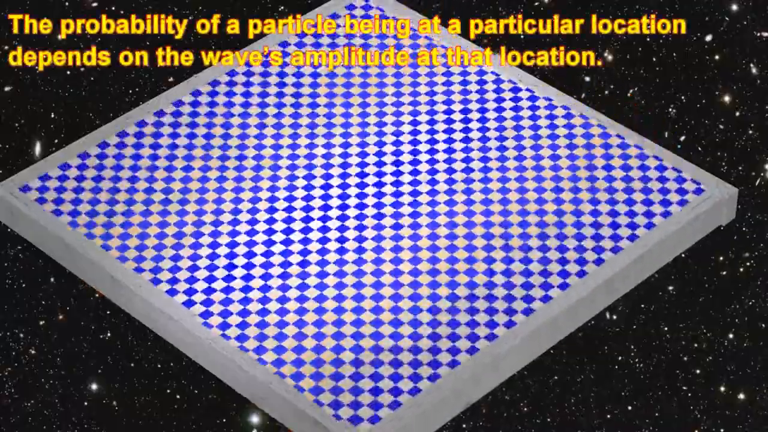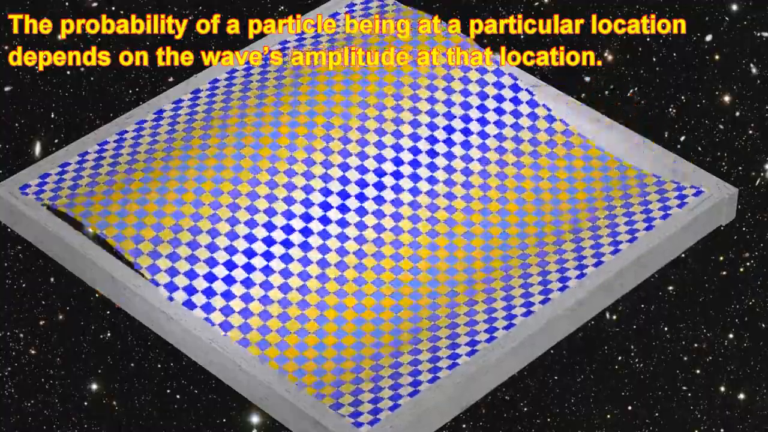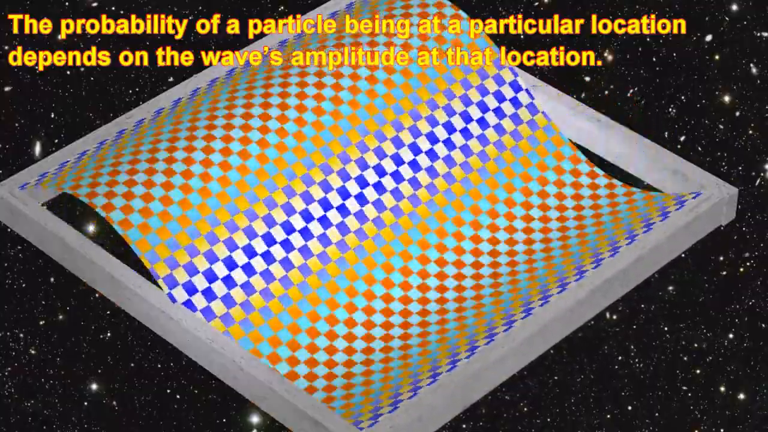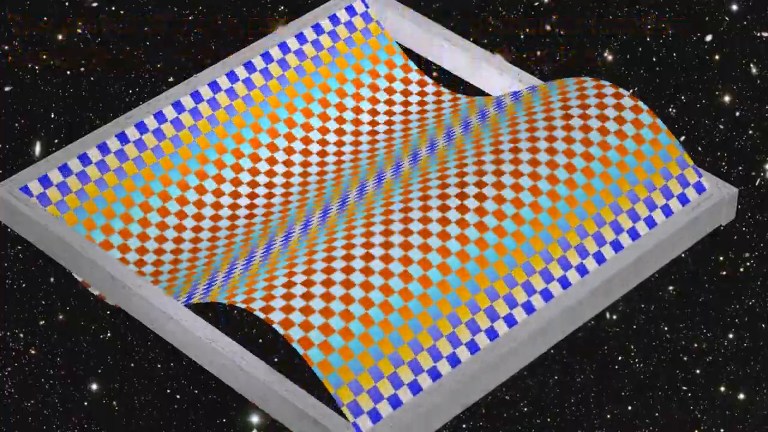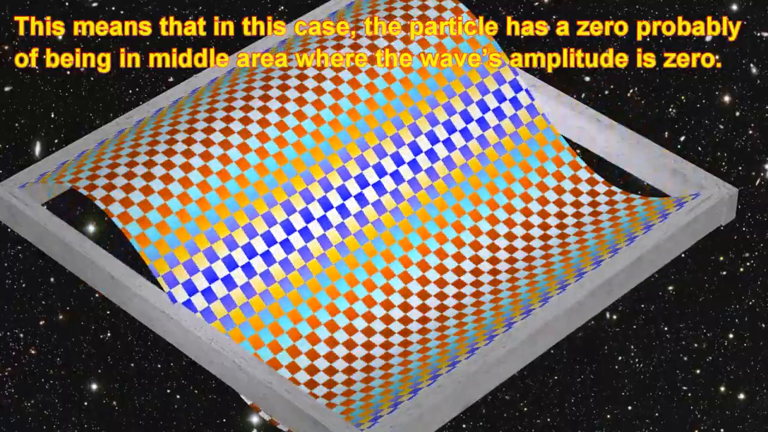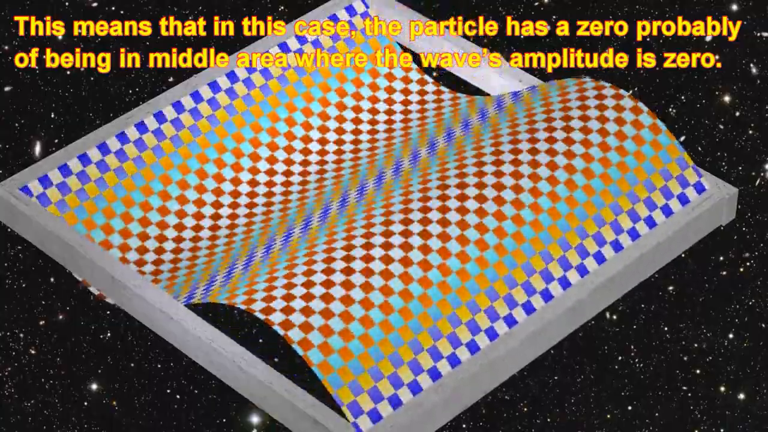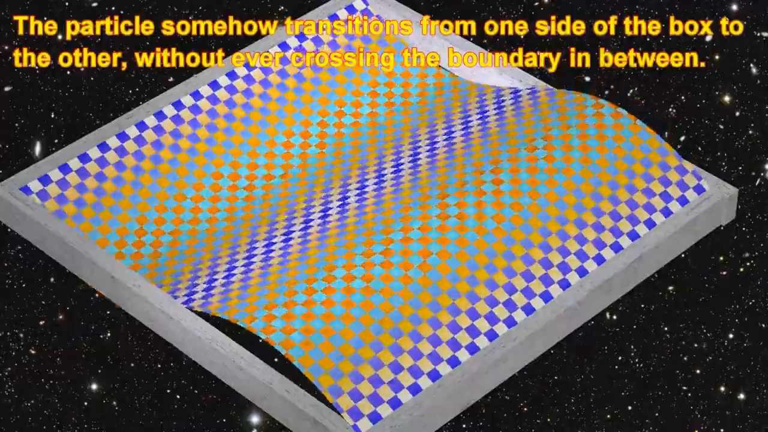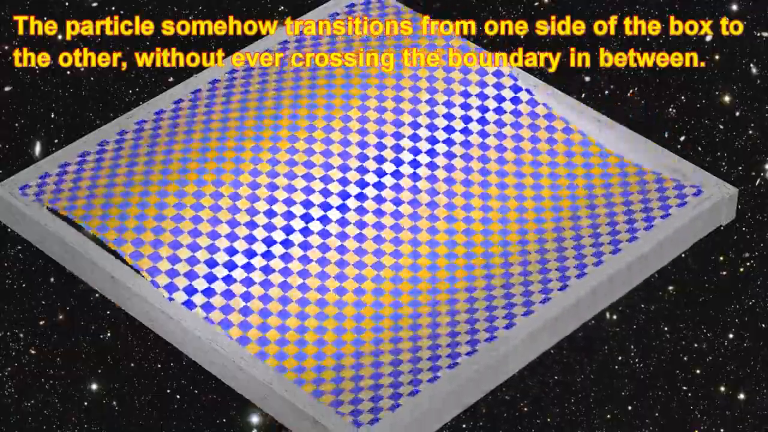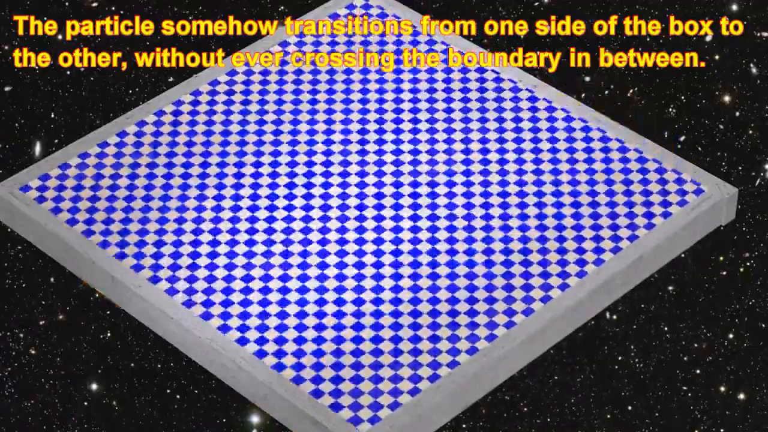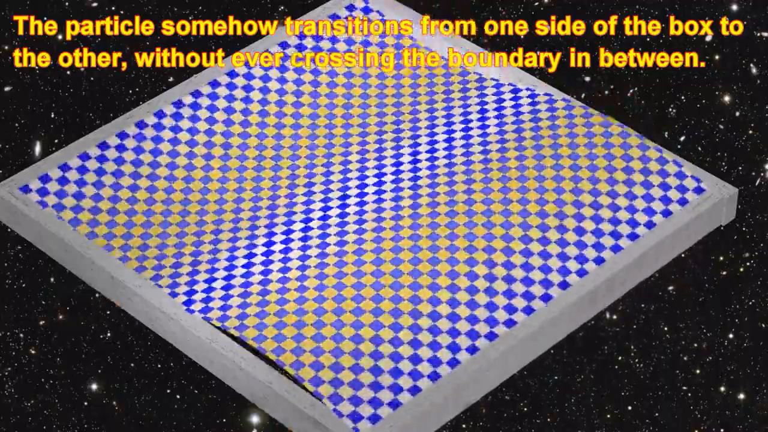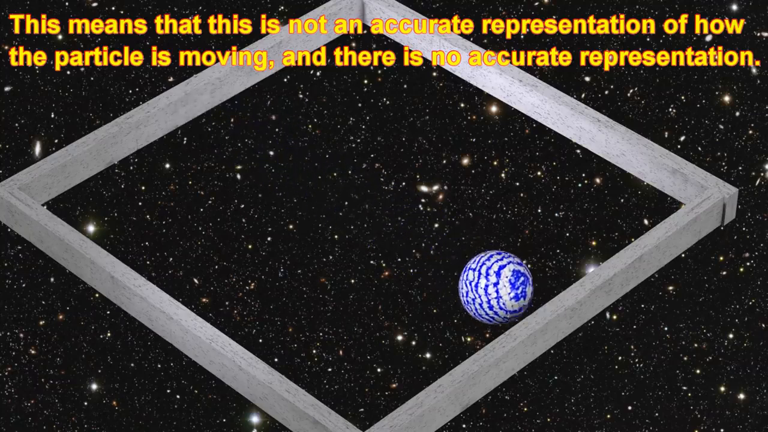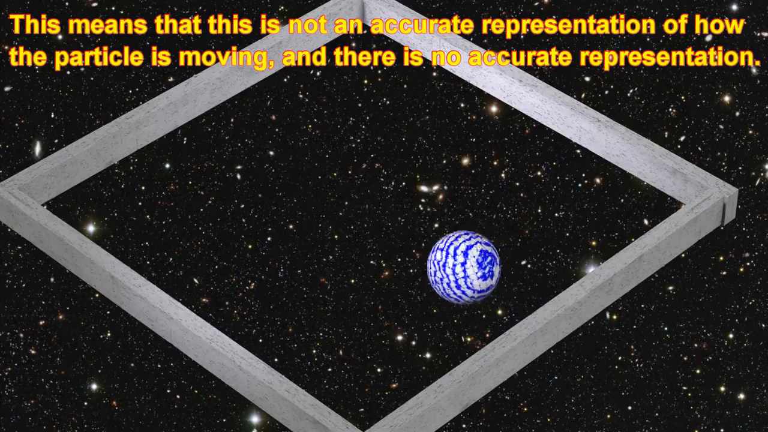The probability of a particle being at a particular location depends on the wave's amplitude at that location. This means that in this case, the particle has a 0 probability of being in the middle area where the wave's amplitude is 0. The particle somehow transitions from one side of the box to the other, without ever crossing the boundary in between. This means that this is not an accurate representation of how the particle is moving, and there is no accurate representation.